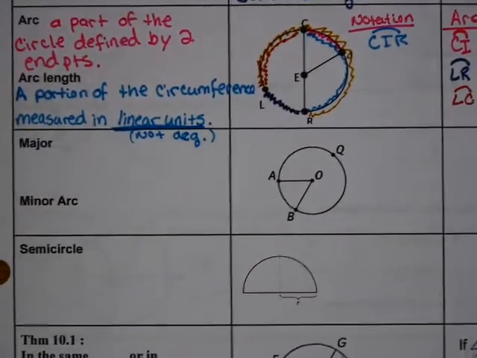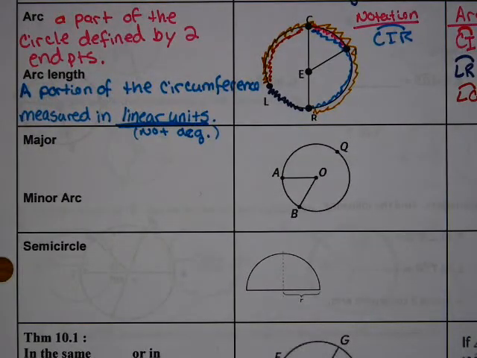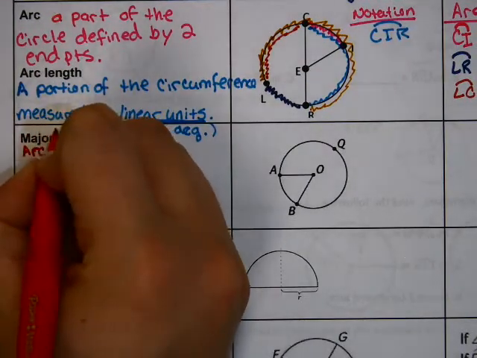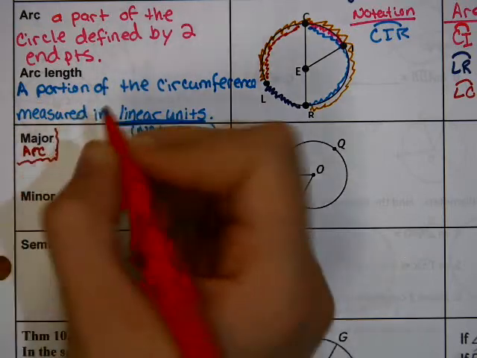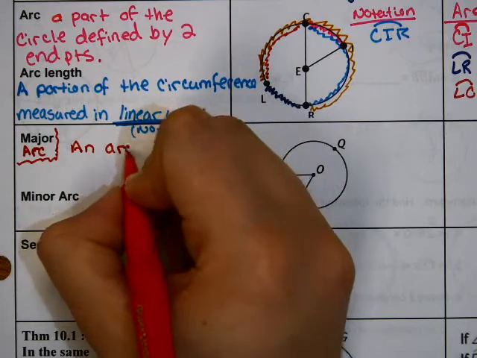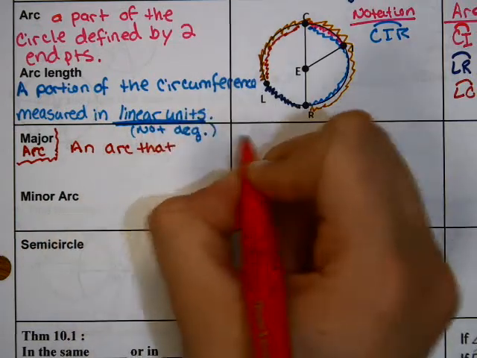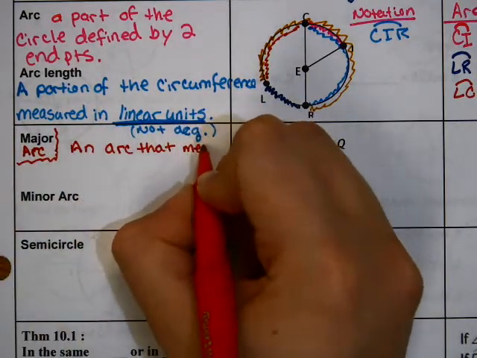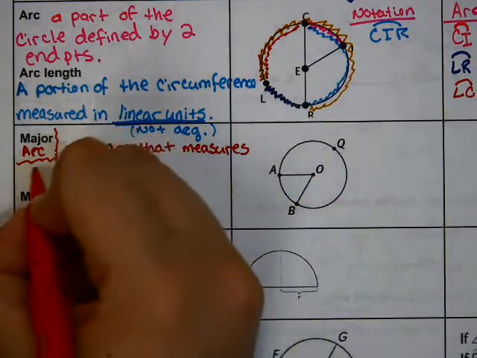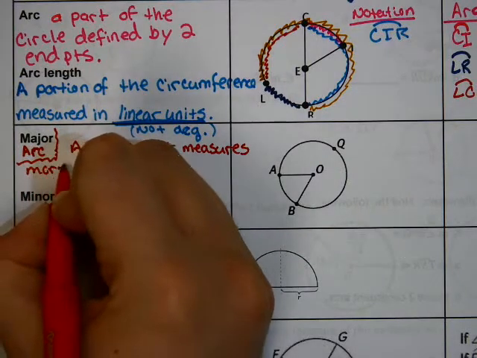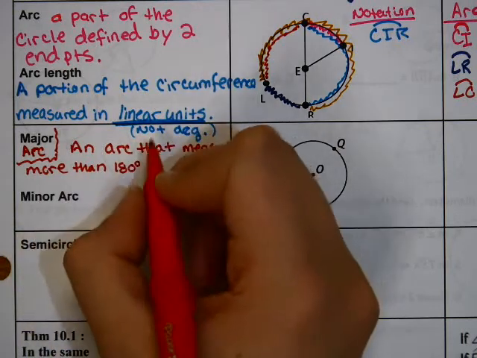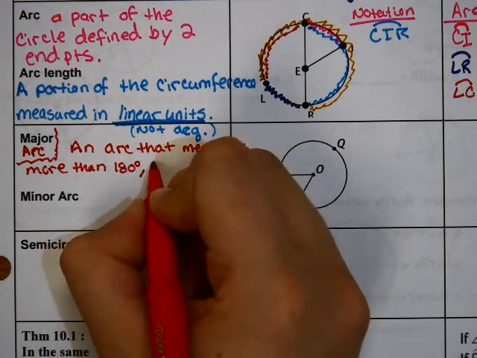All right, let's take a look at major arc and minor arc. So a major arc, we'll put arc here, is an arc that measures more than 180 degrees, but less than 360.